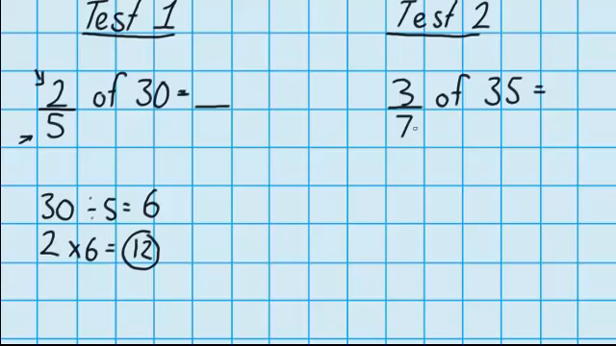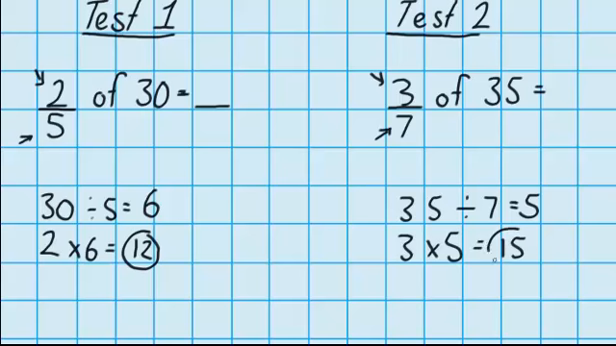Now I'm going to come over here to test 2. And in test 2 I have to imagine these 35 words being shared into 7 groups. So 35 divided by 7, and I know the answer to that is 5. Now my numerator says I got 3 of those groups wrong. So 3 groups of 5 equals 15. And I'm going to circle that amount.